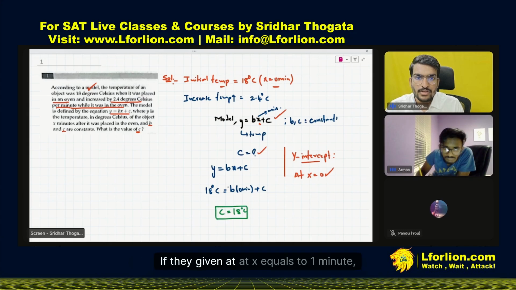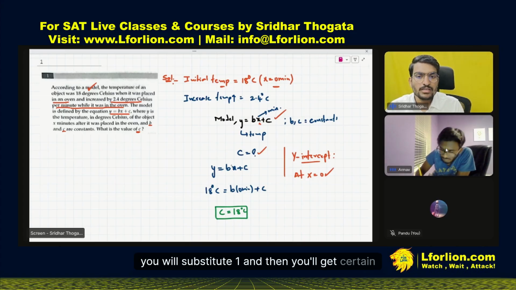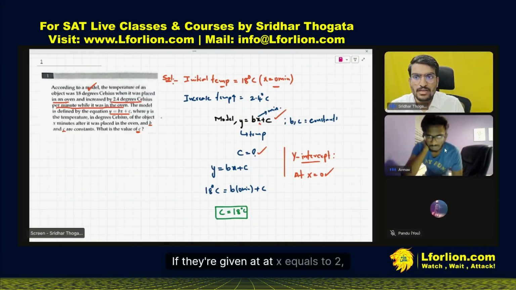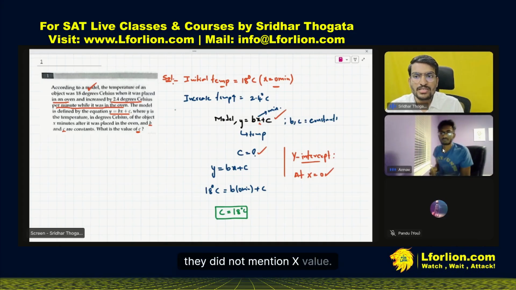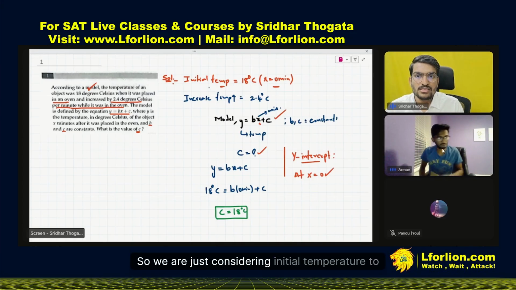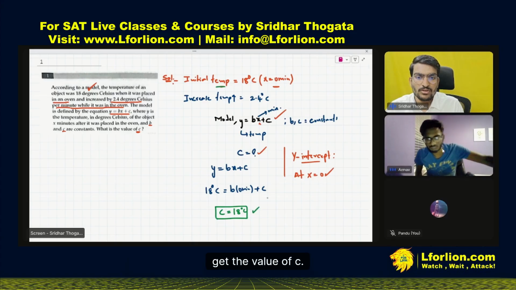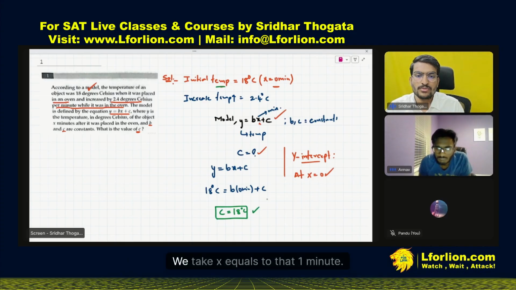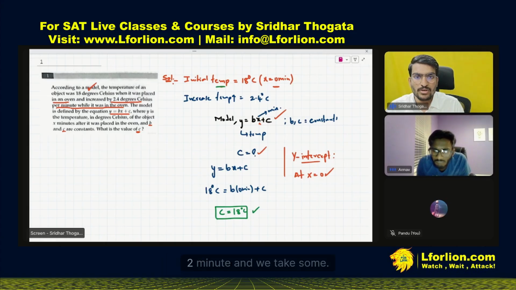If they had given the temperature at x equals 1 minute, you would substitute 1 and get a certain value for c. They did not mention an x value, so we are just considering the initial temperature to get the value of c. If they mention x equals 1 minute or 2 minutes, we take x equal to that, and we'll get a different value.